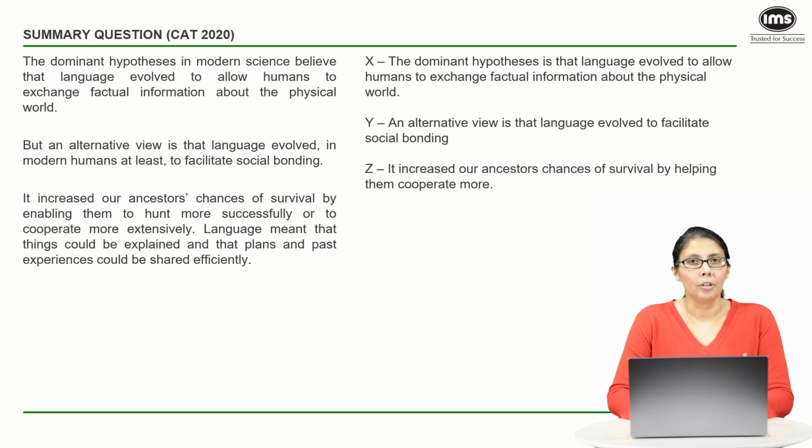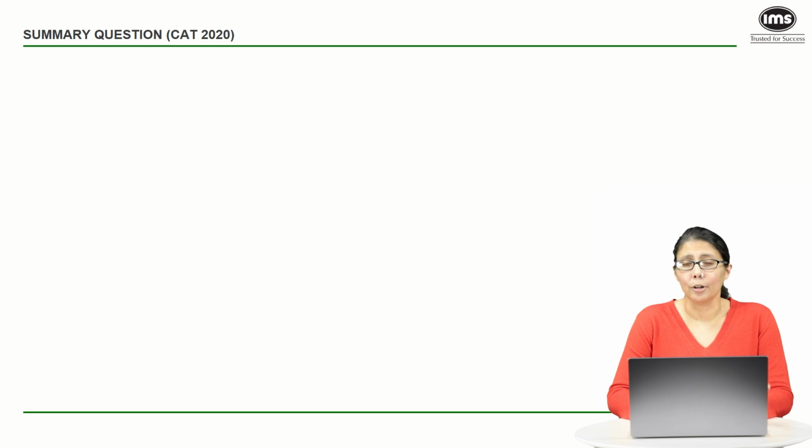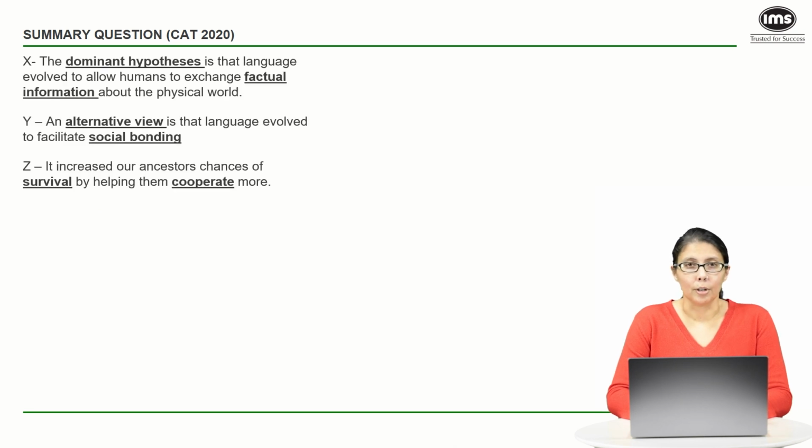Now we're going to use X, Y, and Z points to eliminate options. It's really not that difficult. First of all, we've talked about a dominant hypothesis. And what was that dominant hypothesis? Language evolved to help us trade information. But there is an alternative view. The alternative is that language evolved to facilitate social bonding. Again, neither of these is better than the other. These are just two views. And finally, there was the point about survival.